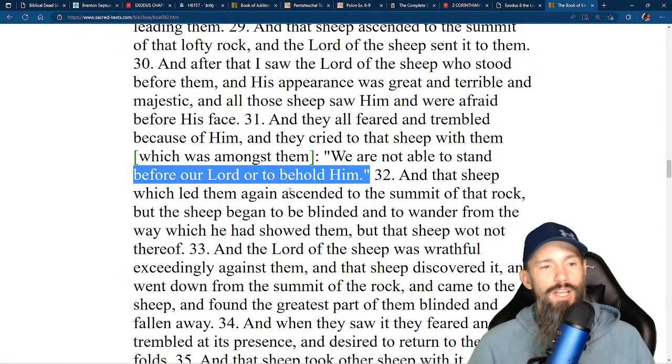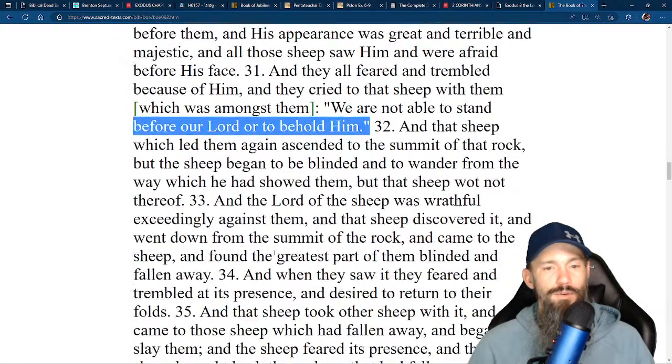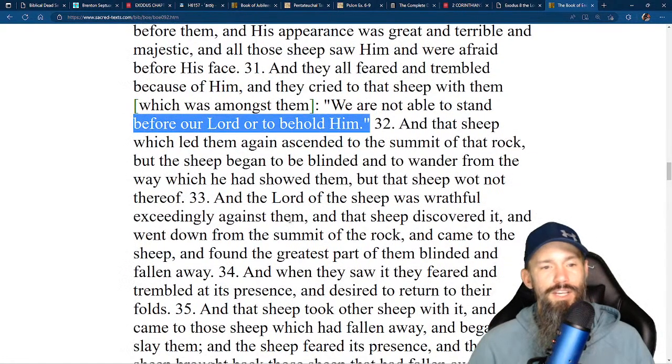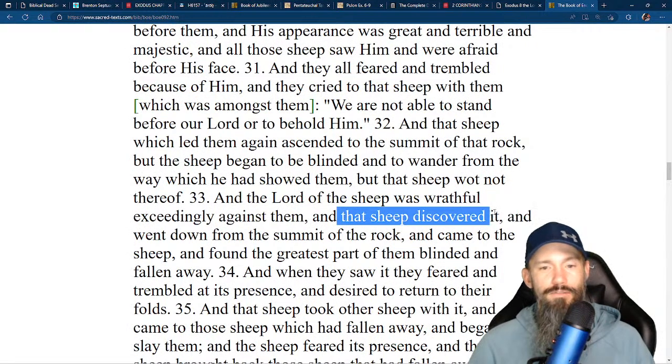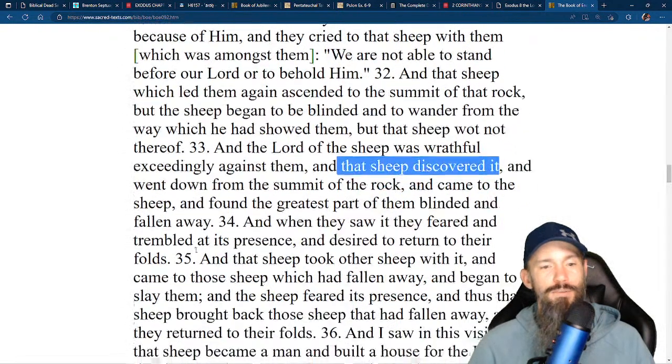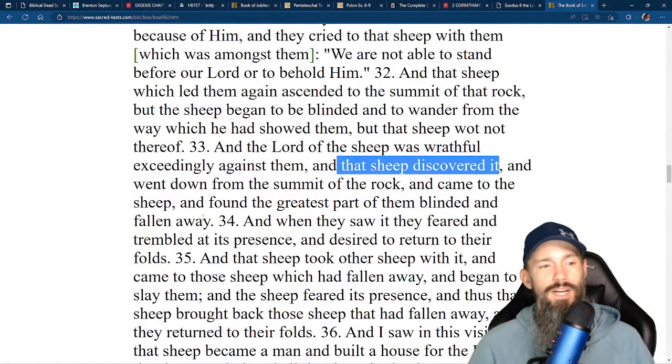And that sheep which led them again ascended to the summit of that rock, but the sheep began to be blinded and to wander from the way which he had showed them, but that sheep was not thereof. And the Lord of the sheep was wrathful exceedingly against them, and that sheep discovered it, Moses, and went down from the summit of the rock and came to the sheep, found the greatest part of them blinded and fallen away.